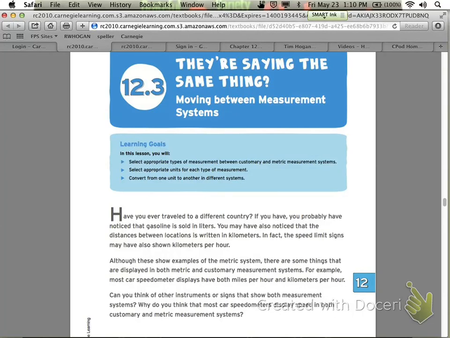Take a look at the lesson introduction. It says, have you ever traveled to a different country? If you have, you probably have noticed that gasoline is sold in liters. You may have also noticed that the distances between locations is written in kilometers. In fact, the speed limit signs may have also shown kilometers per hour. Although these show examples of the metric system, there are some things that are displayed in both metric and customary measurement systems. For example, most car speedometer displays have both miles per hour and kilometers per hour.